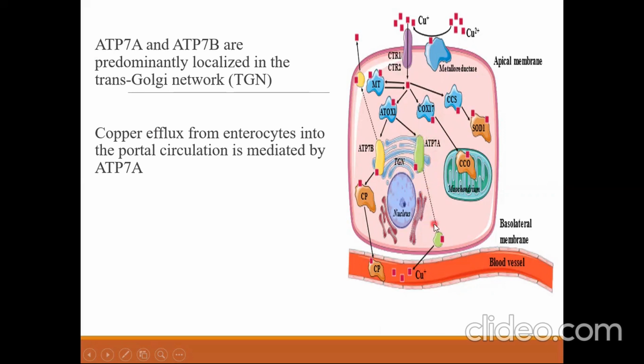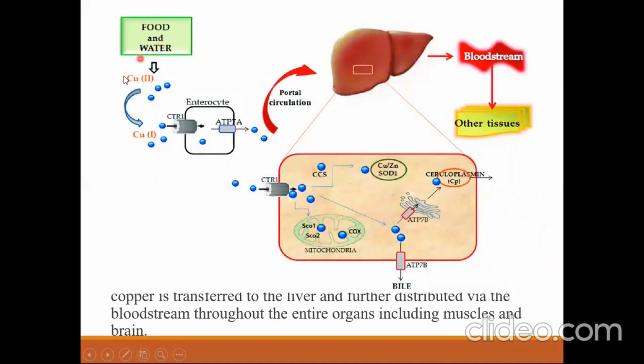So the function of ATP7A is that copper from the enterocyte is exported into the portal circulation by a protein called ATP7A, which is localized in the trans-Golgi network. From the food, copper enters the enterocyte via the divalent metal transporter and CTR1. From the enterocyte, it reaches the portal circulation across the basolateral membrane through the protein ATP7A. From the portal circulation, it reaches the liver and is further distributed through the bloodstream throughout the entire organ system, which includes the muscles and the brain.